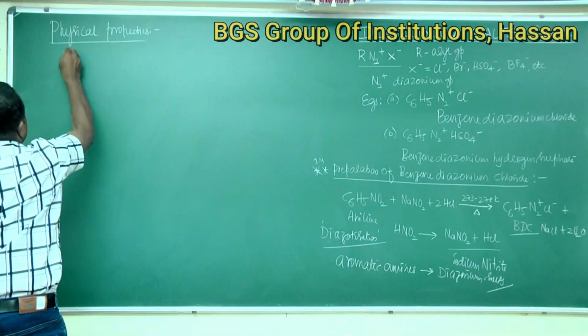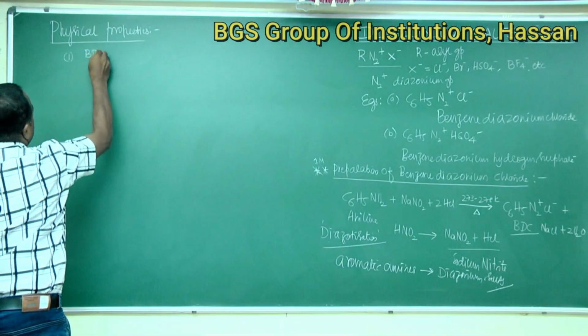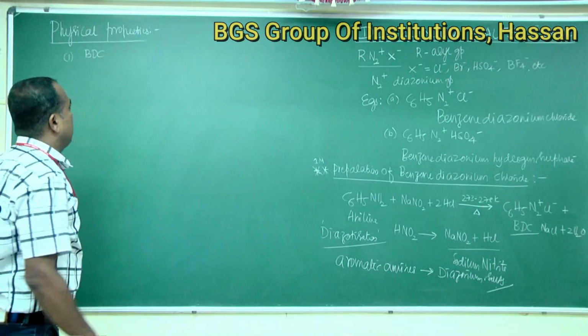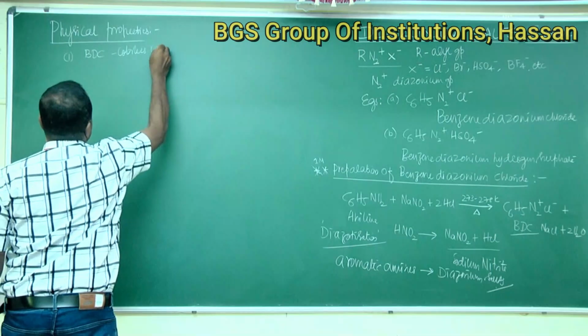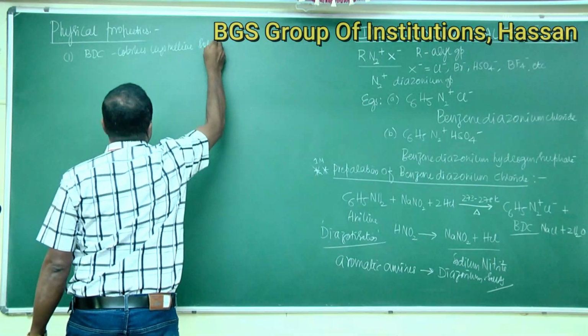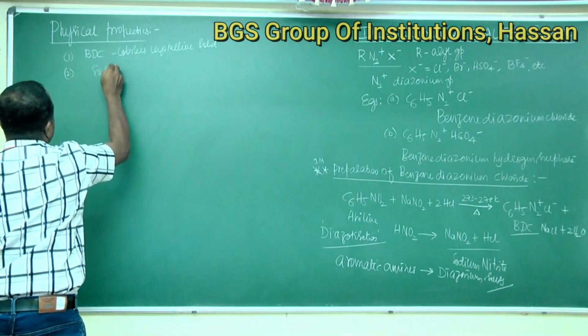Physical properties. First one, benzene diazonium chloride, which I will write as BDC. Benzene diazonium chloride is a colorless crystalline solid. Second one, it is soluble in water.